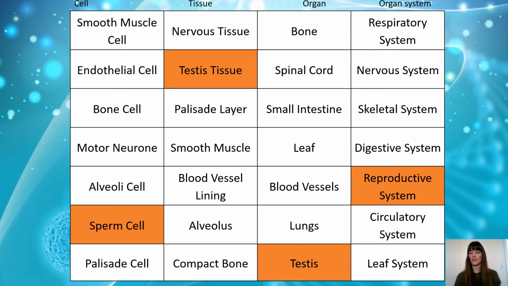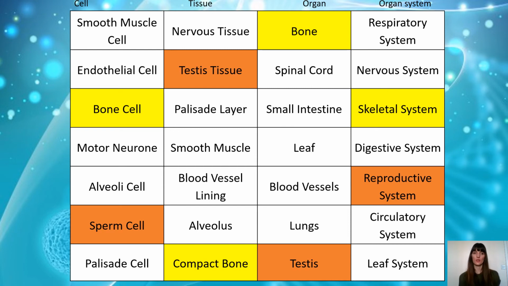The next one that I'd like you to do is bone. So pause the video and write it down for me. So you should have got this as your answer, that a bone cell makes up compact bone, which makes up bone that is part of the skeletal system.